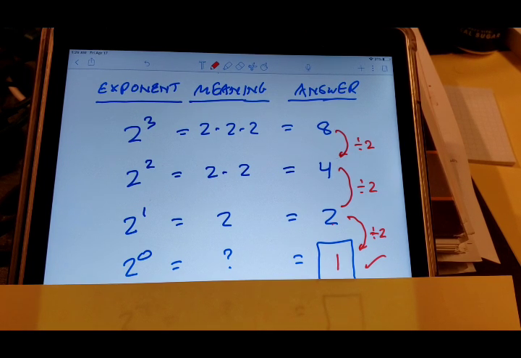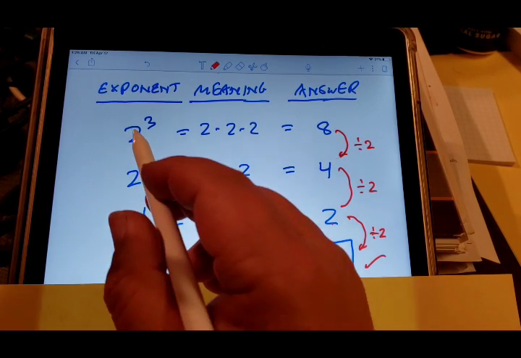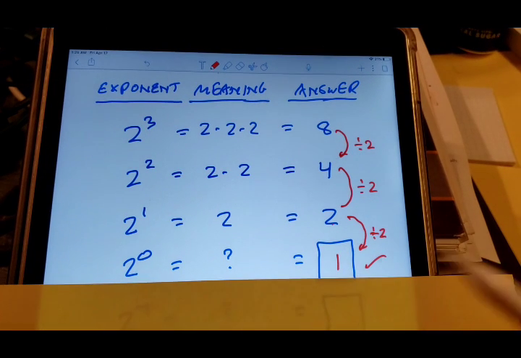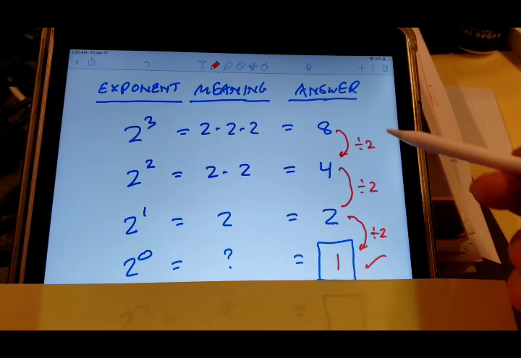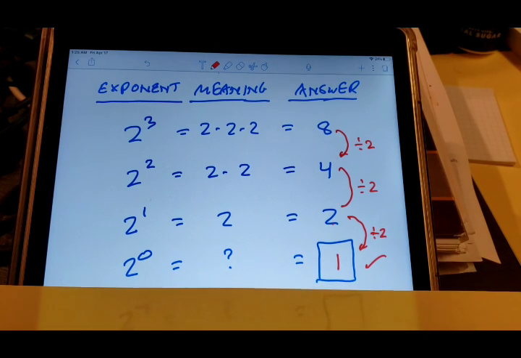It's not intuitive because we don't really know what it means. What's 2 to the 0 mean? 0 of a kind, right? If 2 to the 3 means 3 of a kind, 2 to the 0, we don't really have an explanation for what it means, but the pattern certainly tells us it's 1.